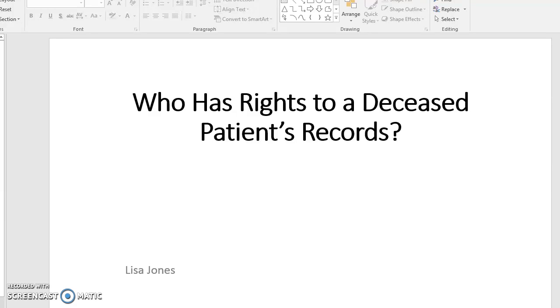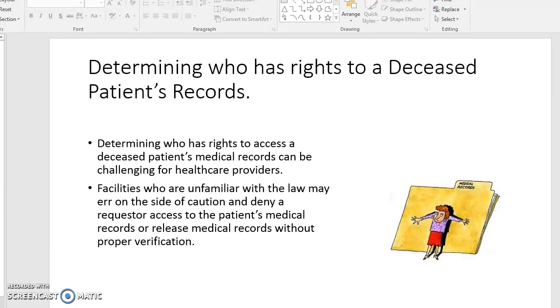Who has the rights to deceased patient records? Determining who has rights to access a deceased patient's medical records can be a challenge for healthcare providers. Facilities who are unfamiliar with the law may err on the side of caution and deny requests for access to patients' medical records, or they may release medical records without proper verification.